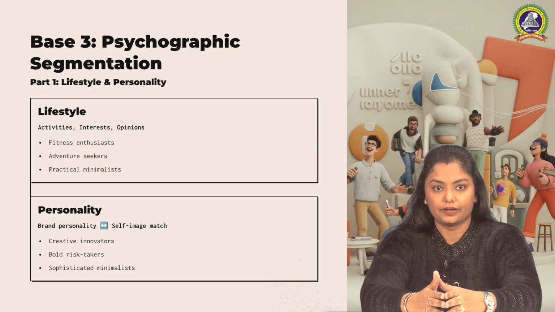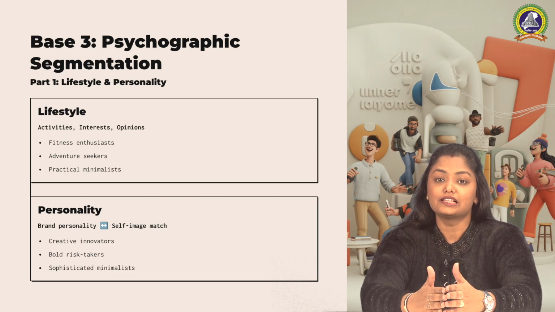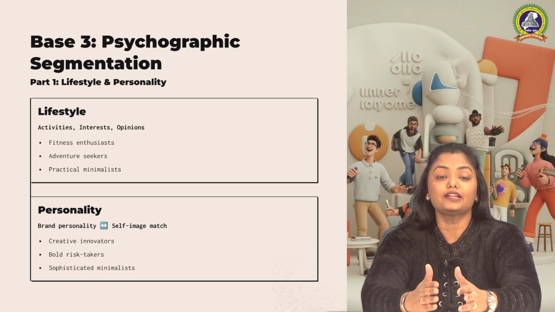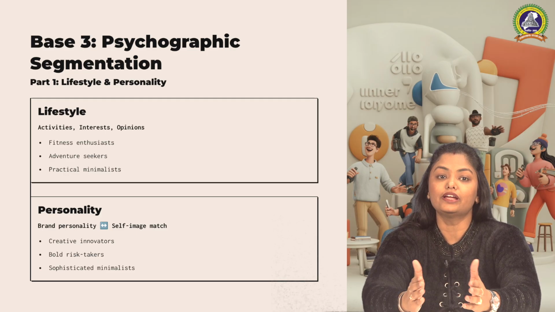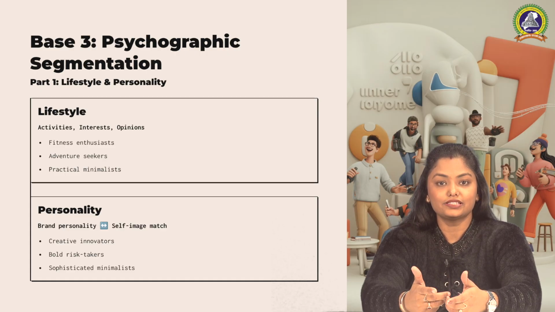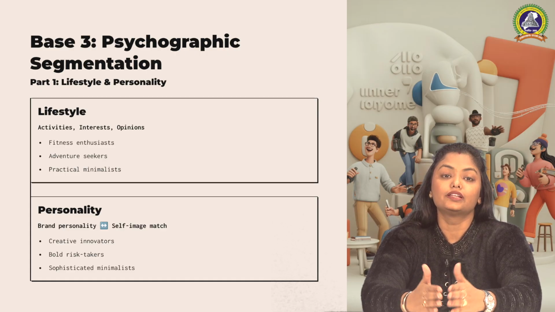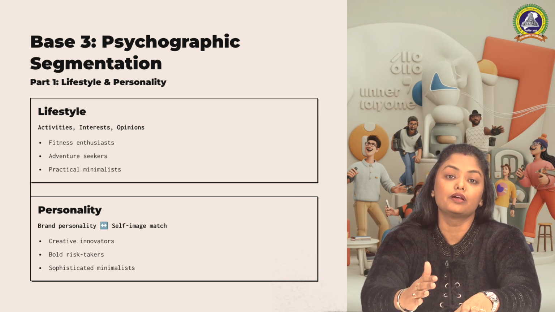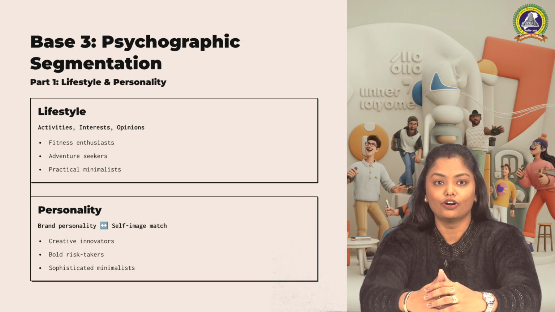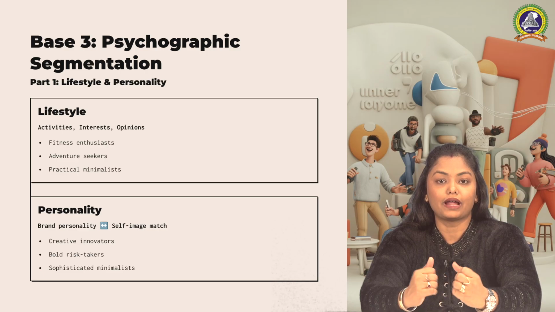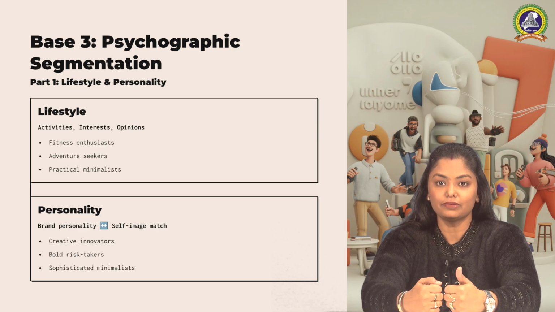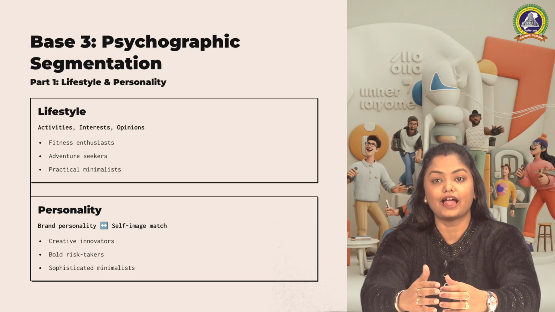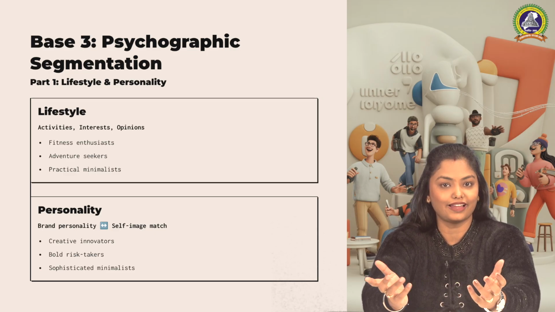First is lifestyle. People's lifestyles are expressed by the goods they consume. For example, Nike targets consumers who live an active, fitness-oriented lifestyle, summed up in their slogan, Just Do It. A different lifestyle is targeted by Maruti Suzuki with its Alto, which appeals to practical, budget-conscious families, whereas the Mahindra Thar appeals to those seeking an adventure and off-roading lifestyle.